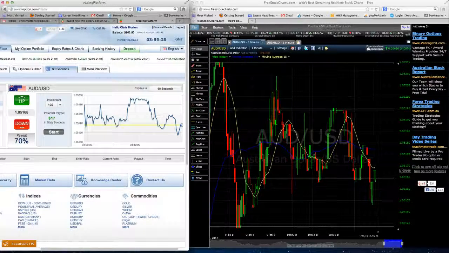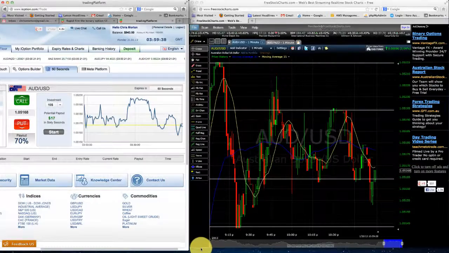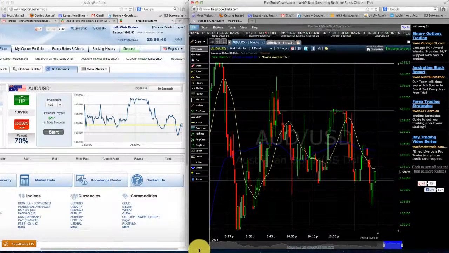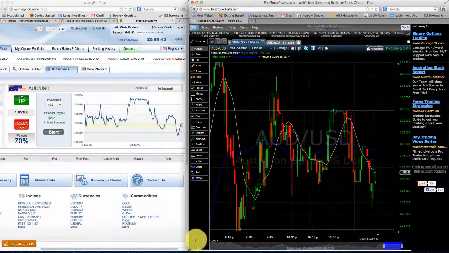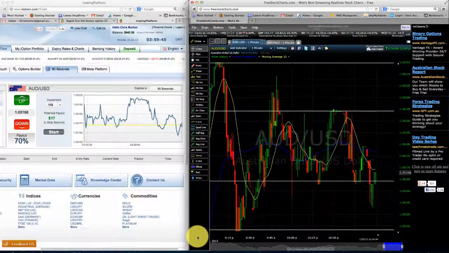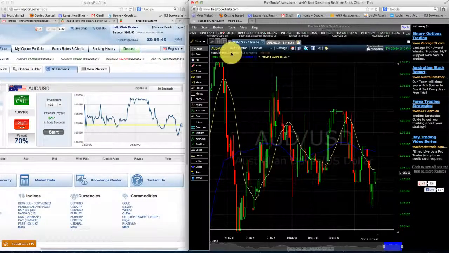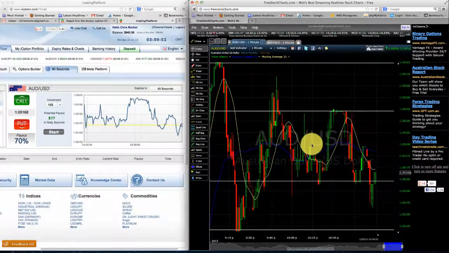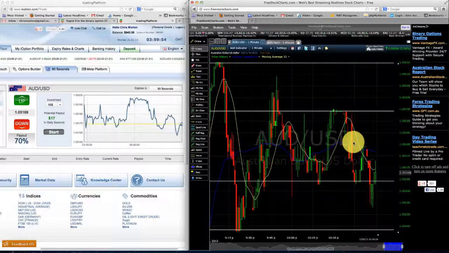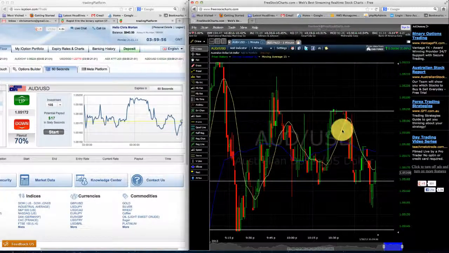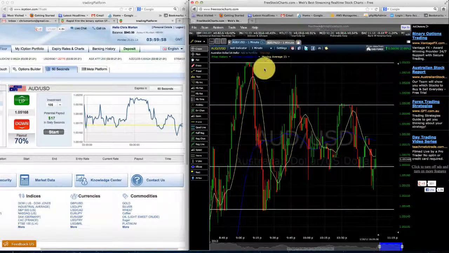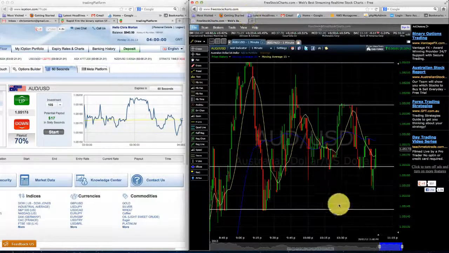Today we're going to go through a rapid fire 60 seconds binary options strategy. This is actually going to be a bit more advanced, and how you can make money using the 60 seconds option. On my right here I've opened up the AUD USD bar graph. I've got this from freestockcharts.com.